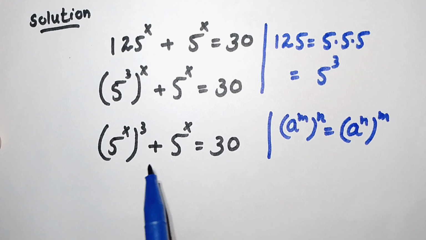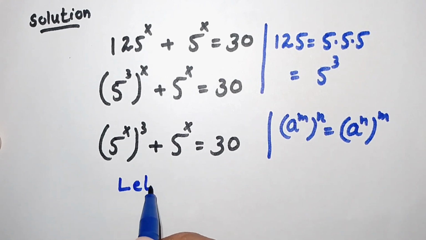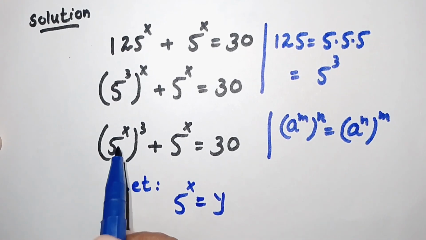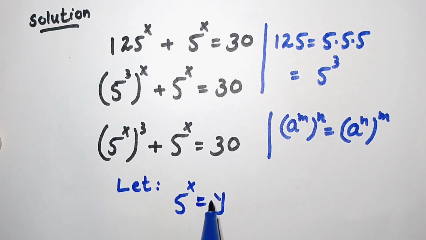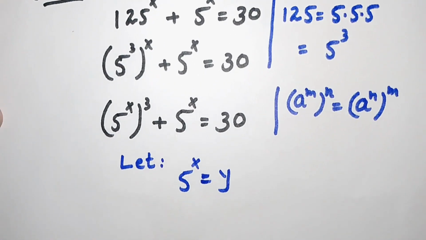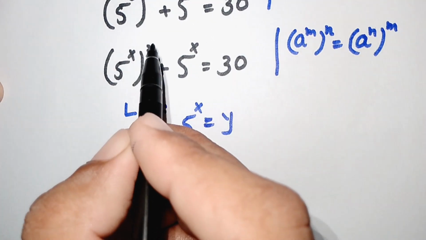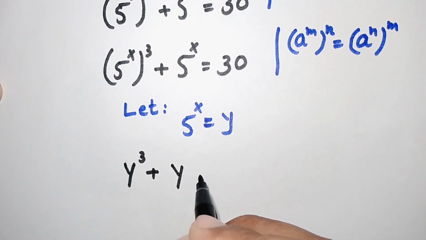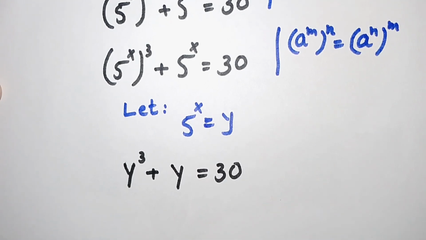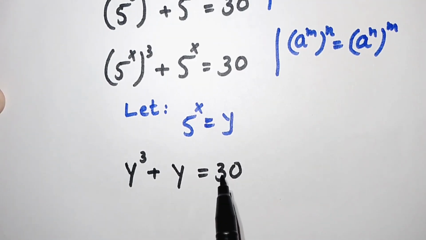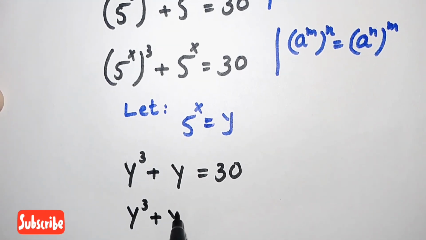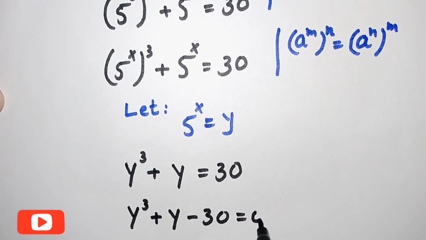Now, let us suppose this 5 to the power of x is equal to y. So here we have to substitute 5 to the power of x by y. So this will become y to the power of 3 plus y, which is equal to 30. Now we have to move this 30 to the left side. So this will become y to the power of 3 plus y minus 30, which is equal to 0.